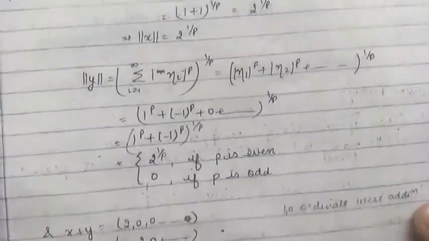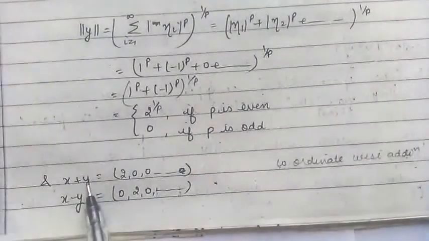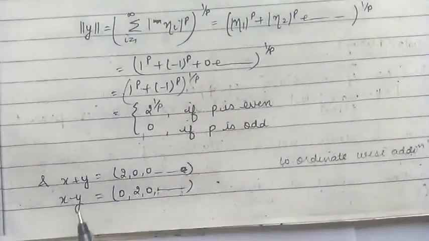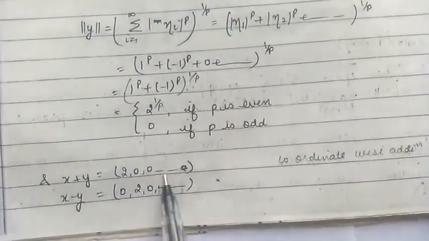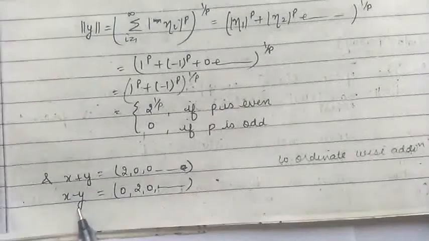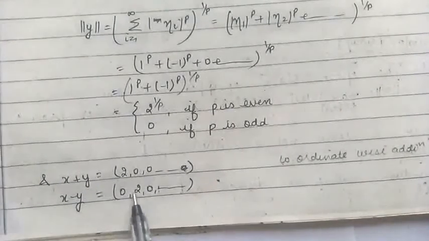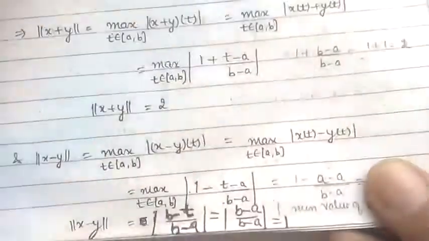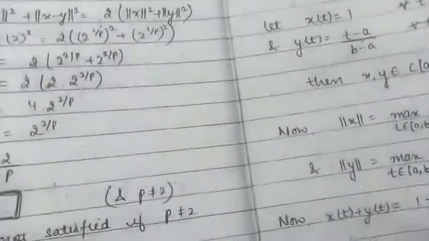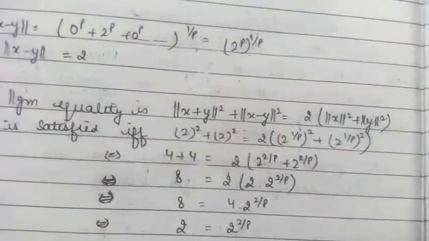Now let us find x plus y and x minus y. Adding x and y coordinate-wise, x plus y will become 2, 0, 0, 0 and so on. In x minus y, only the second coordinate is 2 and all the other coordinates are 0. Now let us find the norm of x plus y and x minus y.